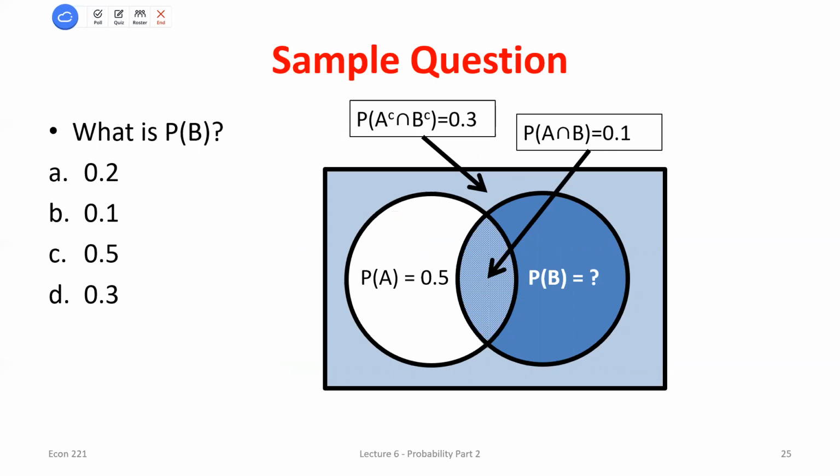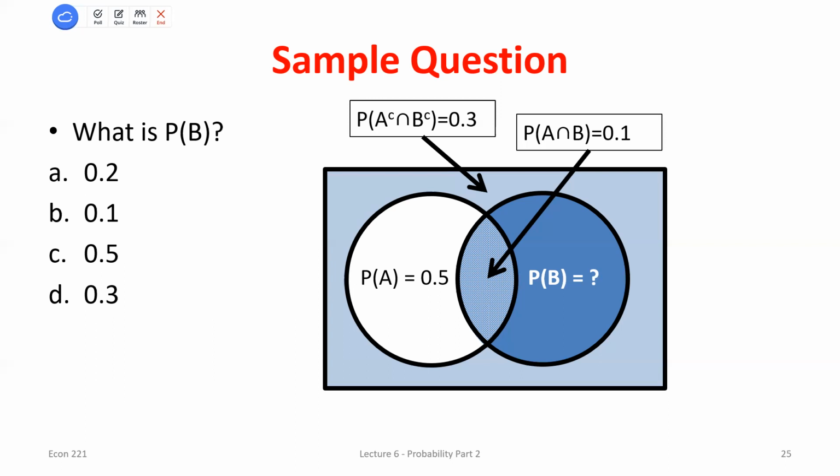Because if you look here, the probability of A is 0.5, the probability of the intersection is 0.1, and the intersection of the complements is 0.3. So what is the probability of B? Sometimes people will think, oh, this has got to be 0.5 plus 0.1 plus 0.3. So that's 0.9, and the remainder has to be 0.1. But the problem is the probability of B also includes this intersection.